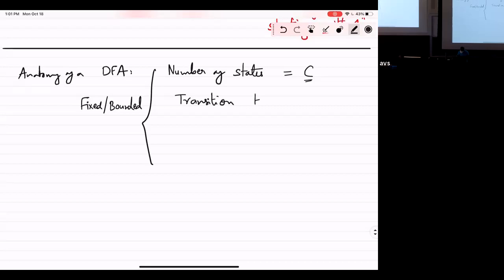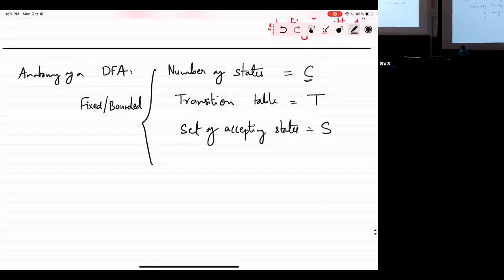The transition table, just T, and the set of accepting states, S. This is a subset of C. So if you're asked to design a DFA, maybe you can specify the transition table, just draw this entire table, but most often it's much nicer to draw the diagram, unless it's very, very complicated. Or if you're putting pieces together, you can explain it in text as well.